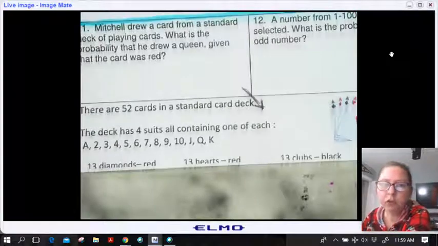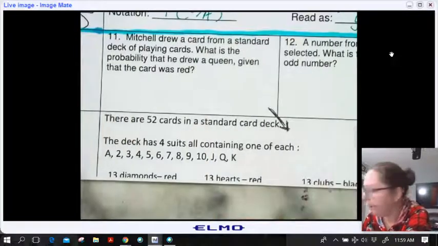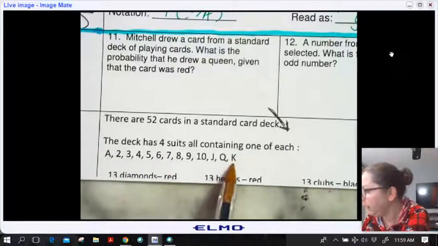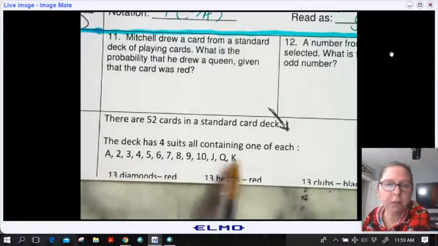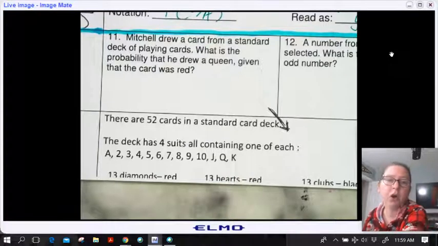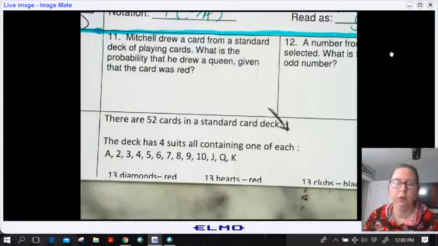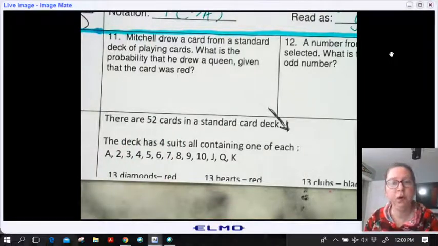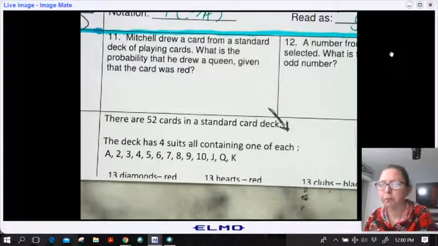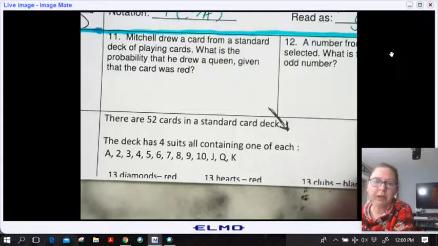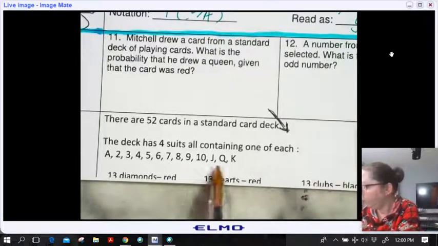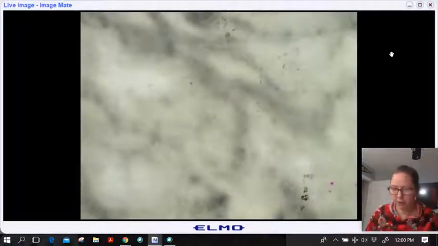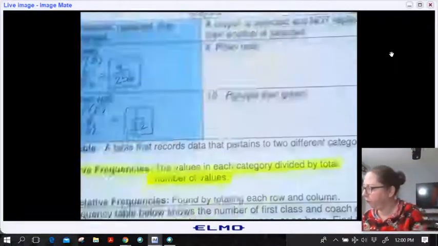Now, each suit contains the cards ace through king. If you add those up, that is 13 cards in each suit. So 13 times 4 is 52. There are 52 cards in a standard deck. Now that we know that, each suit only has 1 queen. Okay, so let me go back to our second page.